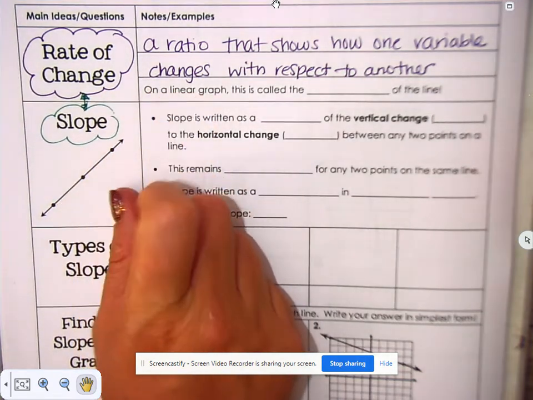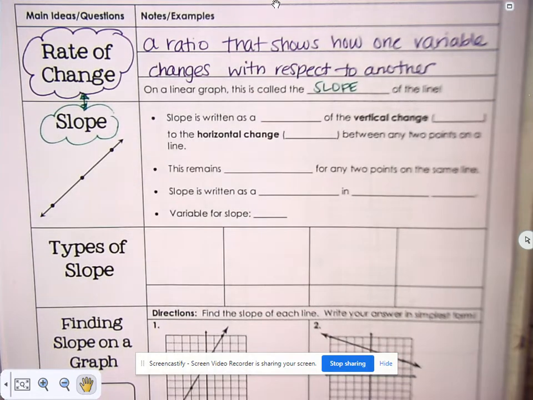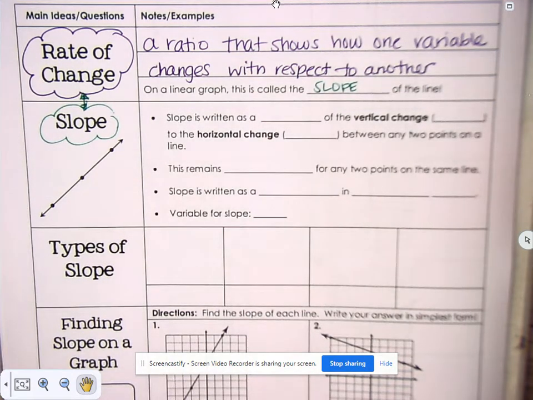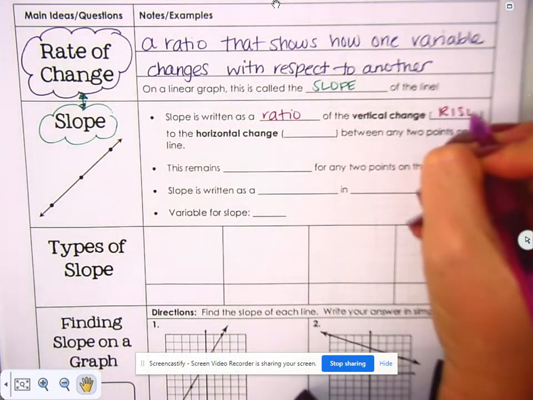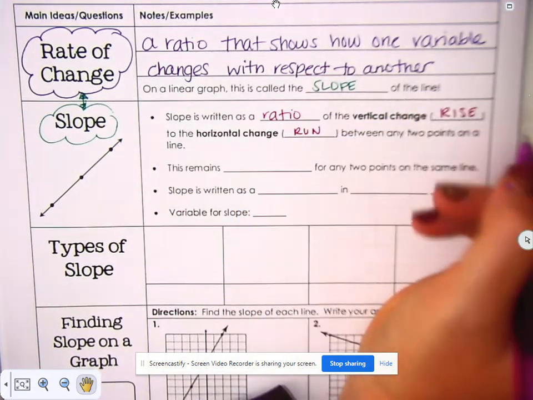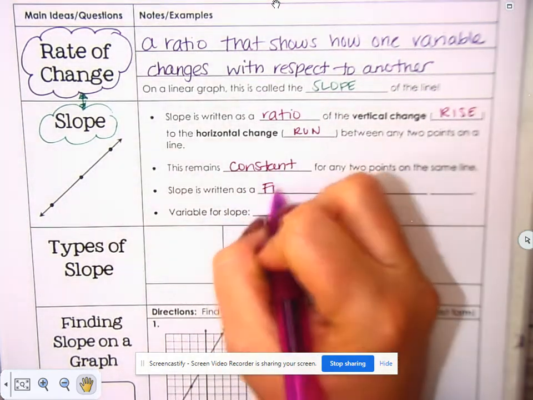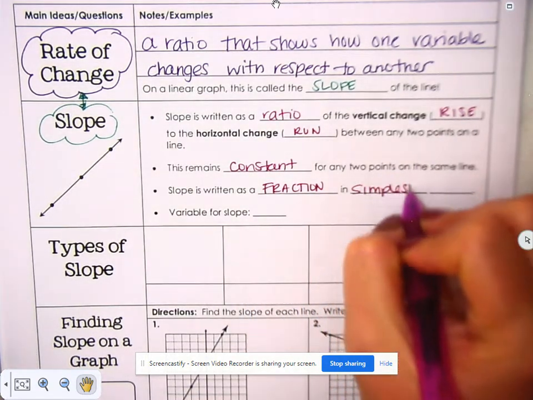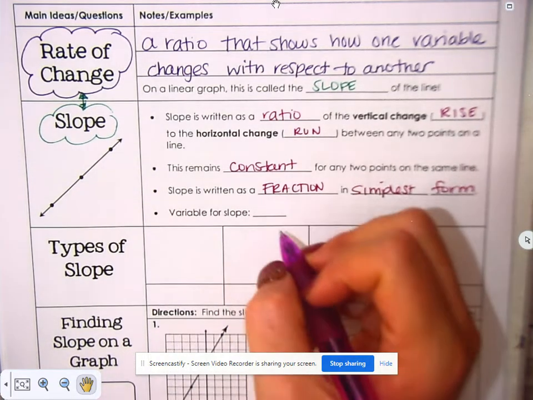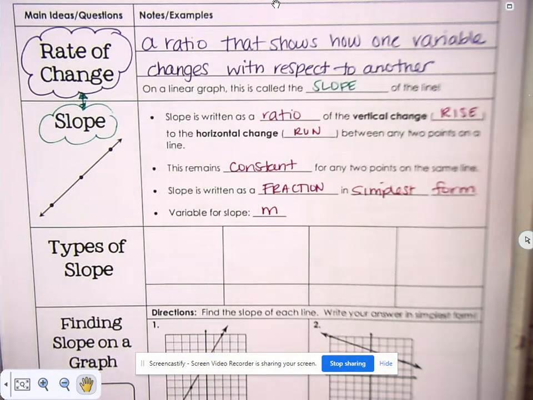So the rate of change or slope is a ratio that shows how one variable changes with respect to another. On a linear graph, that is what we call the slope of a line. Slope is written as a ratio of the vertical change, which y'all know as the rise, over the horizontal change, which y'all know as the run. This is a constant value along the line, and it is written as a fraction. So our slope today will always be a fraction, and we always want to put that in simplest form. The variable that we use for slope is m. A lot of y'all know about slope-intercept form, y equals mx plus b. The m is your slope, so that's what we're talking about today.